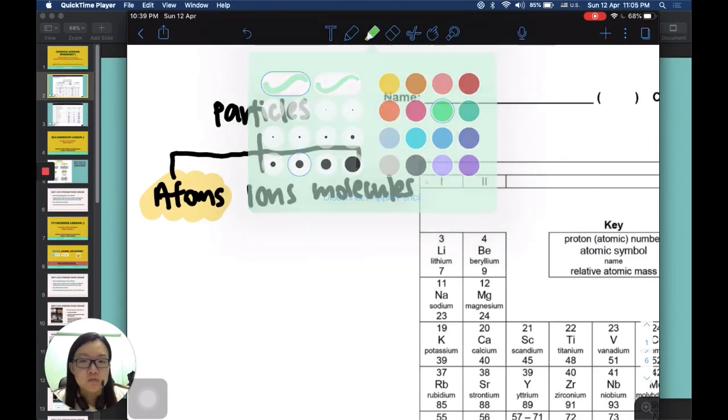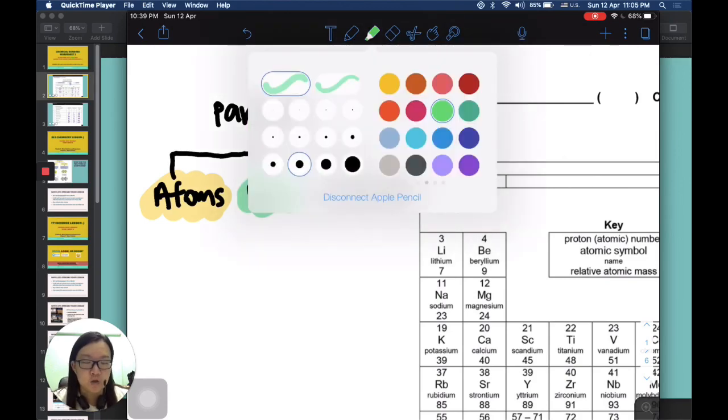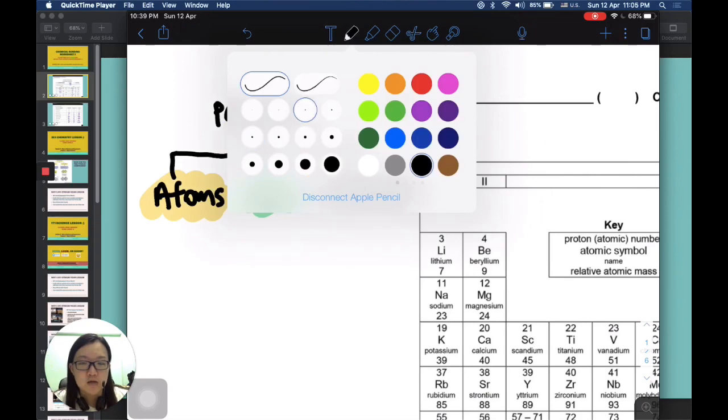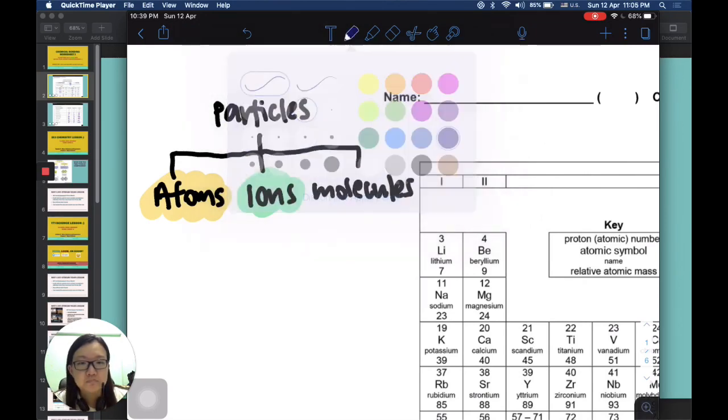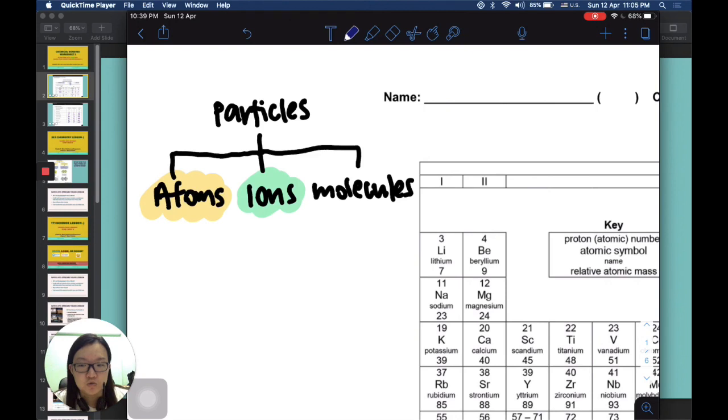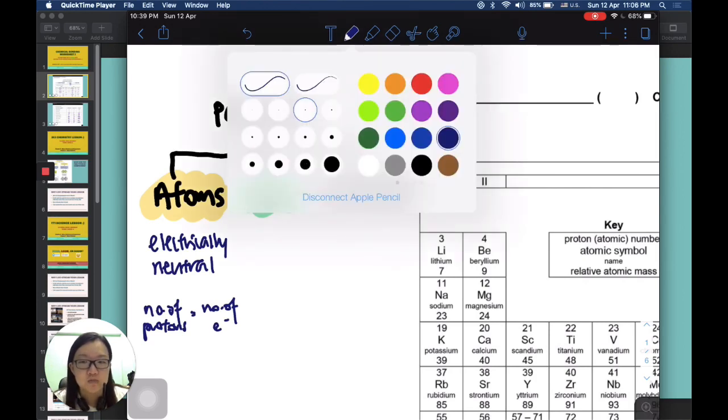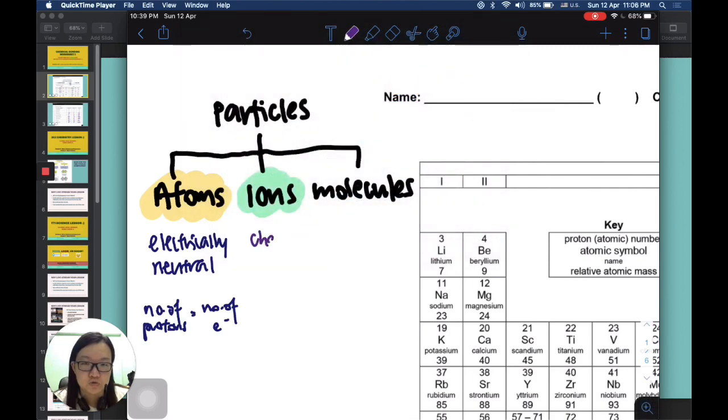So atoms, as we learned in chapter 5, atomic structure, are electrically neutral. Think about it: why are atoms electrically neutral? Why do we say that they have no charge? That is because the number of protons that they have equals the number of electrons. So the number of positive charges equals that of the negative charges. That's why atoms are electrically neutral.